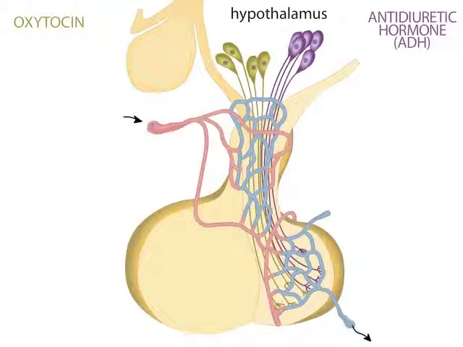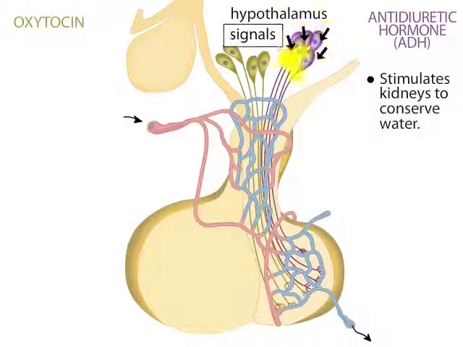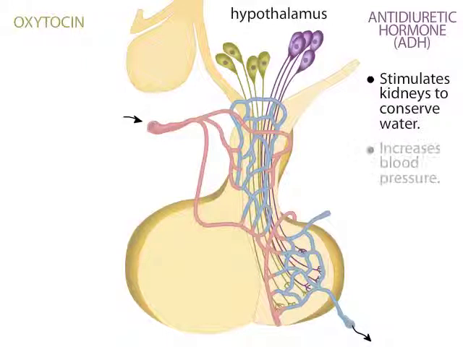The ADH-producing neurons respond to signals relating to thirst and water regulation. ADH stimulates the kidneys to conserve water. Although water conservation is its major role, ADH also constricts peripheral blood vessels, which increases blood pressure. For this reason, ADH is also known as vasopressin.